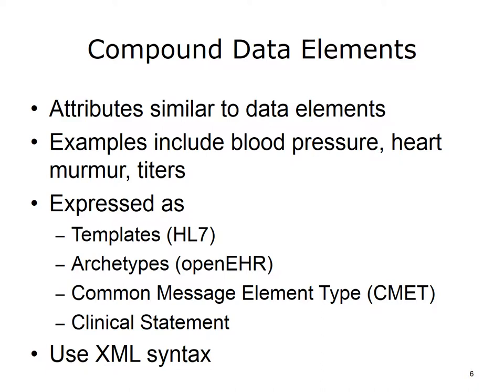An example is blood pressure. The parts of a blood pressure are systolic, diastolic, which arm, position of the patient, cuff size, manual or automated. Other examples include a heart murmur or titers. Compound elements can be built into higher-level structures such as templates, HL7; archetypes, openEHR; Common Message Element Type, CMET, HL7; and Clinical Statements, HL7; and other structures. Compound data elements most frequently use XML syntax.